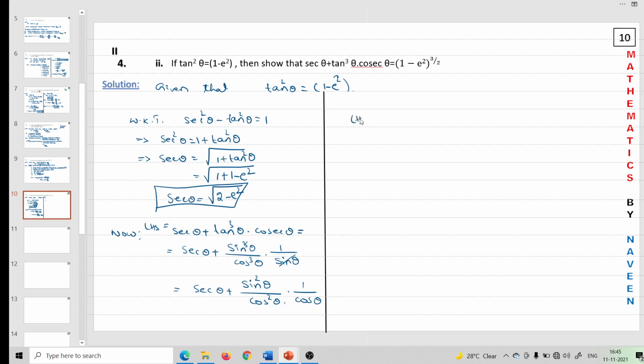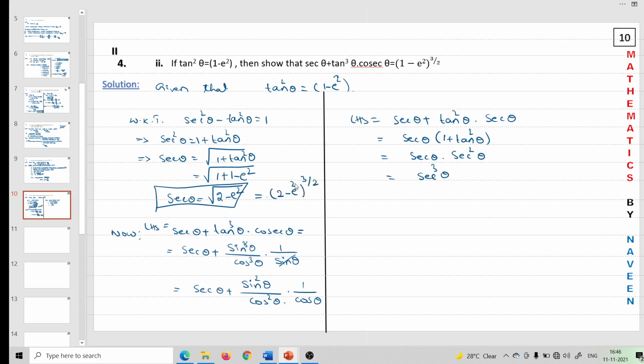So LHS is equals to secant theta as it is plus tan square theta into secant theta, right? That is equals to, secant theta is common, 1 plus tan square theta, that is secant theta into 1 plus tan square theta. From here we can write secant square theta, so finally secant cube theta, and this one can also be written as 2 minus e square power 3 by 2, right?